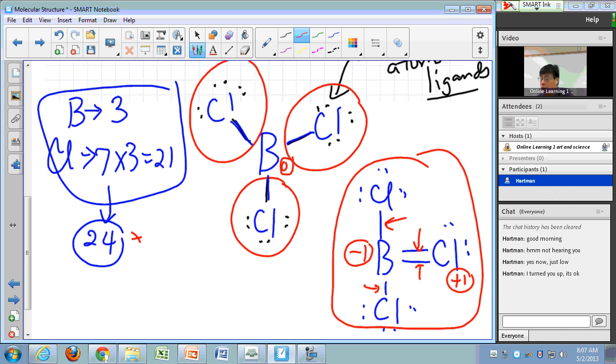Chlorine is more electronegative than boron. Most likely, if you have shared electrons between boron and chlorine, they would prefer to stay with the chlorine. Okay? So that's one exception.